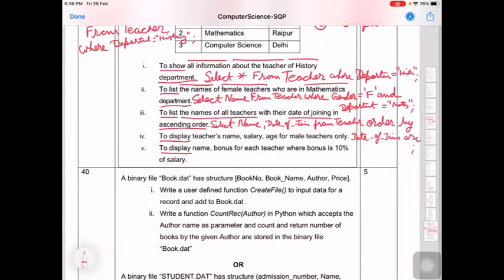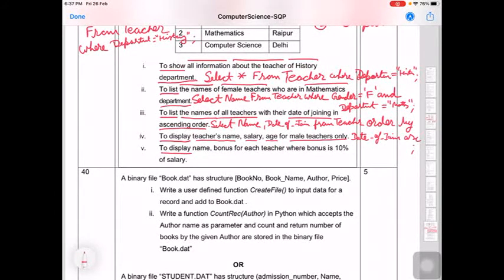Now coming to the fourth one, to display means select, teacher's name means name, salary means salary, age means age. So you have three columns. So you will write select name, comma salary, comma age from teachers. Now you have this condition, male teacher only. That means you have the where clause. So you will be having where gender is equal to in single quote M. So this is your fourth query. Here all the five queries are related to select, but it might not be the case in your final examination.